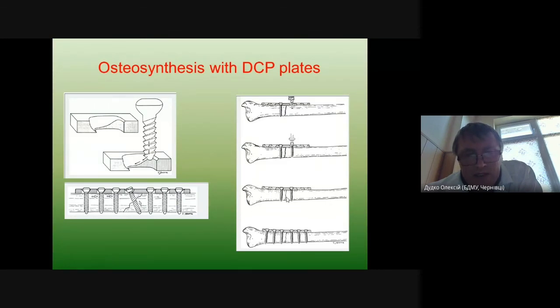But another condition is that we need very good fixation. We need rigid fixation. And if you insert just 2 screws, you won't have a rigid fixation. So you need to insert at least 3 screws on each side. And here is the picture showing 3 screws on one side, 3 screws on the other side, and you have compression, so you can expect direct healing for this fracture. That was about dynamic compression plates.